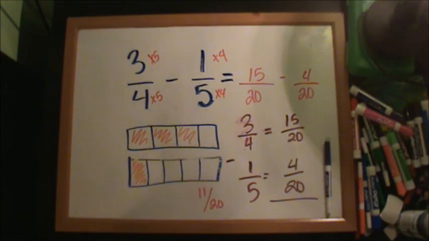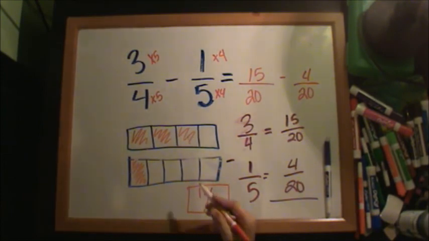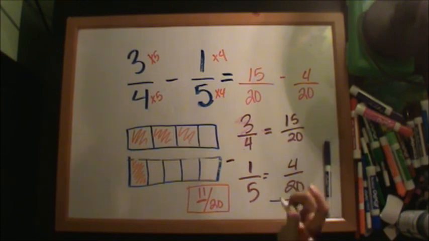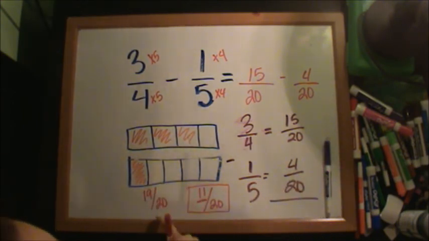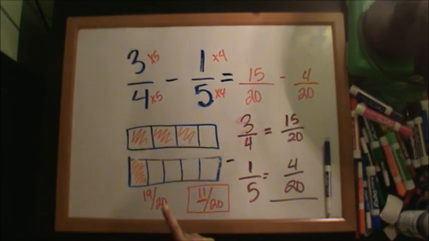Now, when you finish a problem, you always want to check and see if this can be simplified. Can this be simplified? No, because 11 is a prime number. A while ago, we had 19 over 20. Can that be simplified? No, it cannot. So, both of these were okay answers.